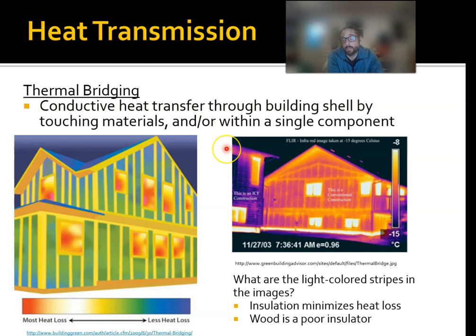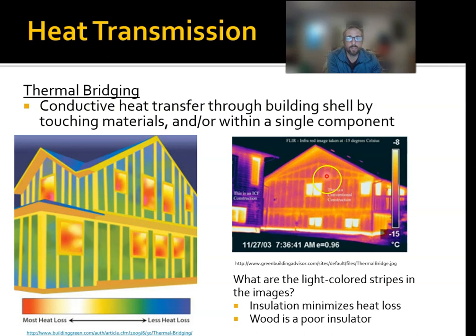The opposite way to think of that is on a really, really cold day outside. If you touch the doorknob from inside and it's really cold, that's because heat is conducting through the doorknob going out, and that's causing it to be cold. But a really important implication of thermal bridging is that it is very common in buildings.